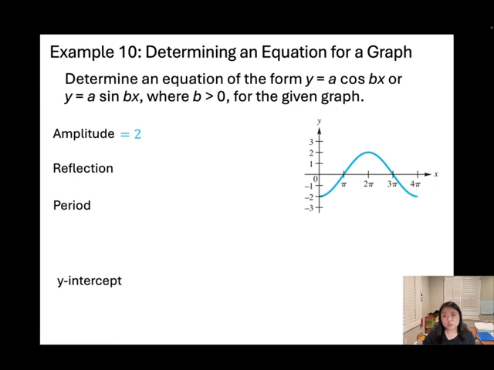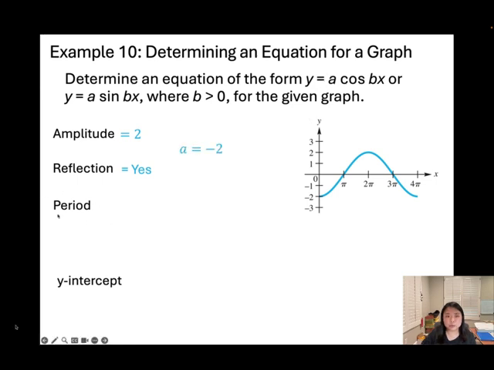Reflection. So think about it. This one looks like the cosine, right? But the cosine is going up here. So they do have the reflection, yes. Since we have the amplitude equal to 2, and they do have the reflection, we could believe this guy, A, will be equal to negative 2.